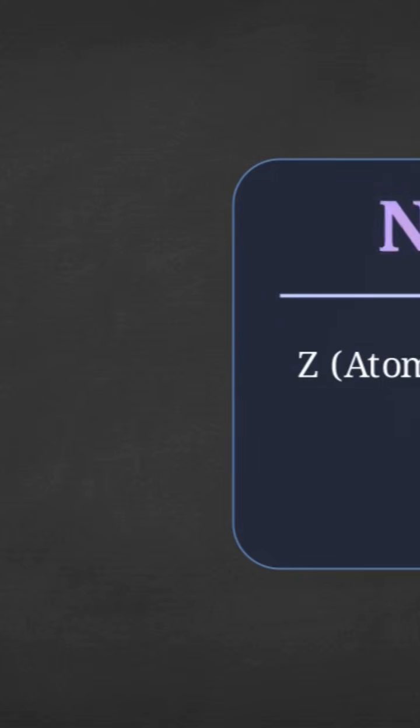The property that defines an element is its atomic number, represented by the letter Z. This is the exact integer count of protons residing in the nucleus. This metric is absolute. Adding or removing a single proton changes the element entirely.